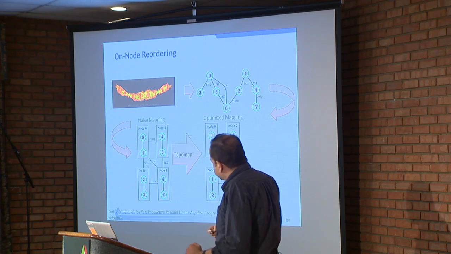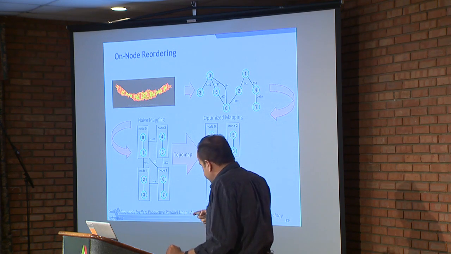So instead, if you did a different mapping, what is the right mapping? That is also a hard problem. It's like an NP complete problem, how to map a communication graph to a hardware node graph in such a way that the communication is minimized. That itself is a difficult problem, but there are tools that suggest an efficient mapping.